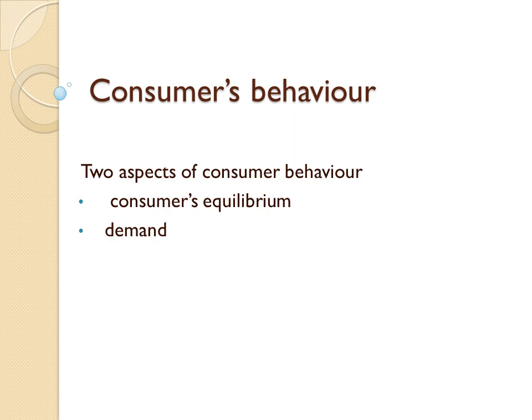Then we need to think about the behavior of the consumer. When we think about the consumer's behavior, we can see two aspects. One is consumer's equilibrium. Equilibrium means a state of rest. We feel that this is enough, no need to consume more of a particular commodity. That state we can call consumer's equilibrium. Another one is demand, the quantity we are buying from the market. For example, if we buy 5 kilos of apples, that is our demand.